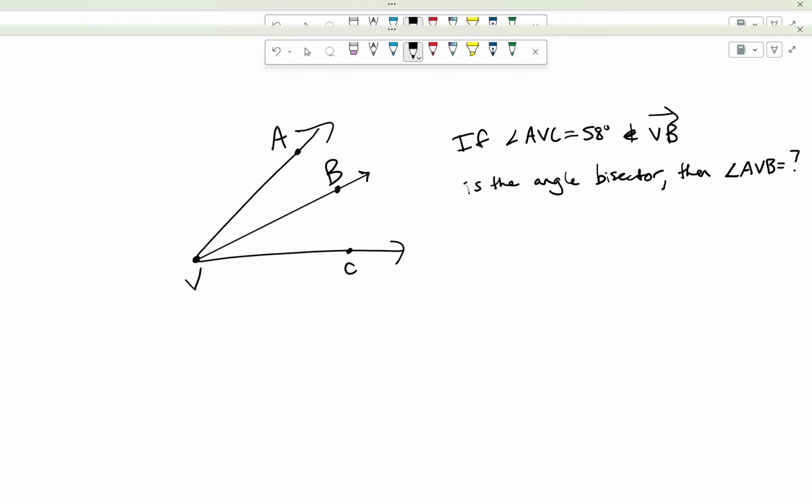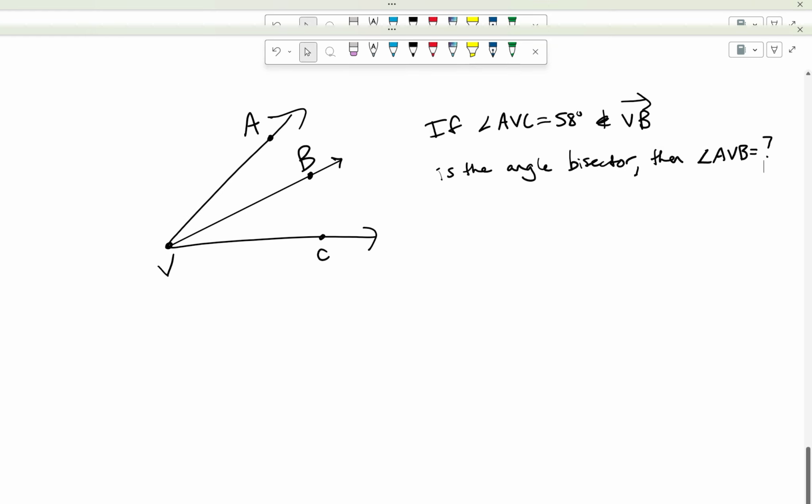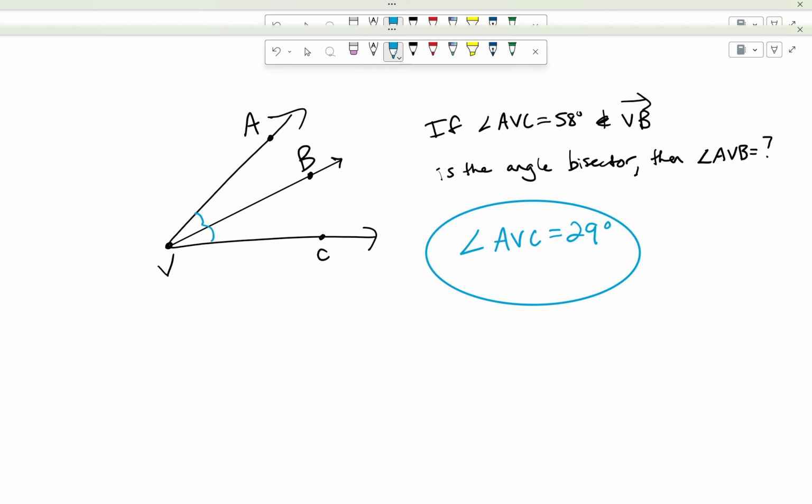So, few things here. Let's go ahead and mark our diagram. This is not given to us, but if we know that AVC, this entire angle here, has been bisected, what that's going to leave is two resulting congruent angles, AVB and BVC. Now, if we know that the entire thing is equal to 58, then if it's been bisected, it's two equal parts. In other words, we're just going to divide by 2. We're going to take it in half. So that just means that angle AVB is going to be equal to 58 divided by 2, which is 29 degrees. Straightforward.